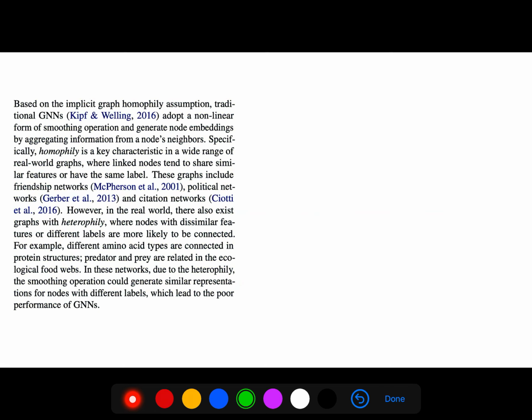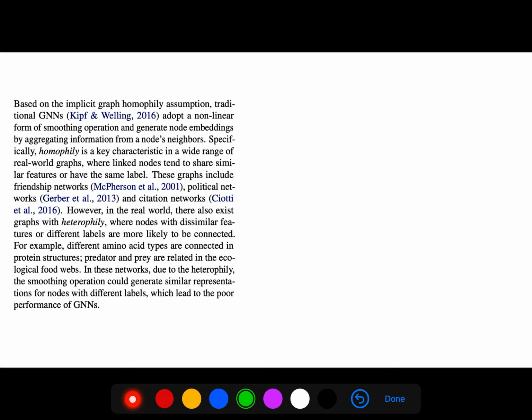Based on the implicit graph homophily assumption, traditional GNNs adopt a nonlinear form of smoothing operation and generate node embeddings by aggregating information from a node's neighbors. Homophily is a key characteristic in a wide range of real-world graphs, where linked nodes tend to share similar features or have the same label. These graphs include friendship networks, political networks, and citation networks. However, there also exist graphs with heterophily, where nodes with dissimilar features or different labels are more likely to be linked.